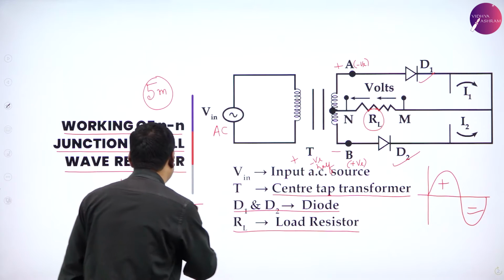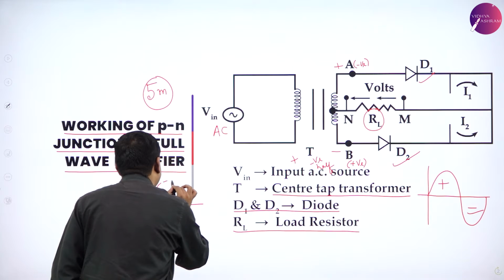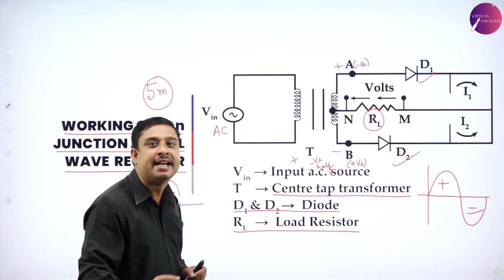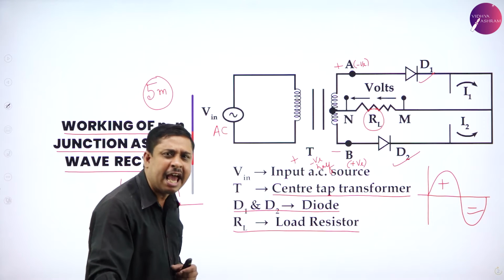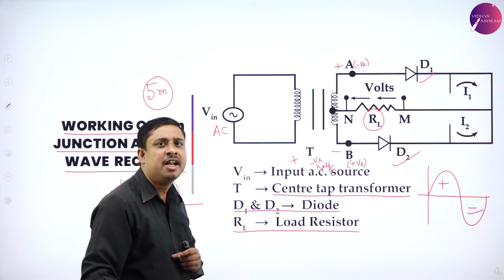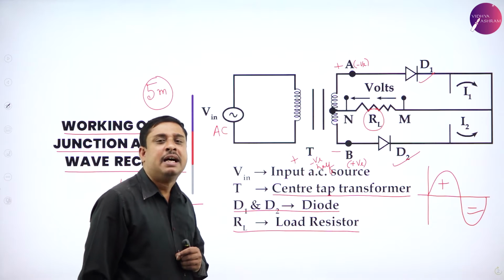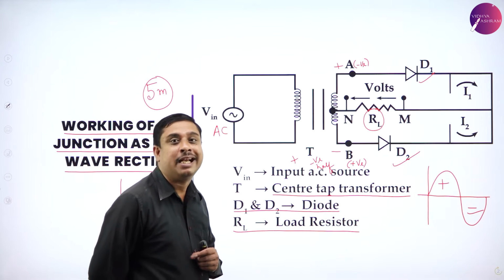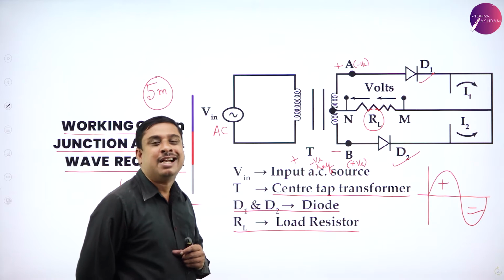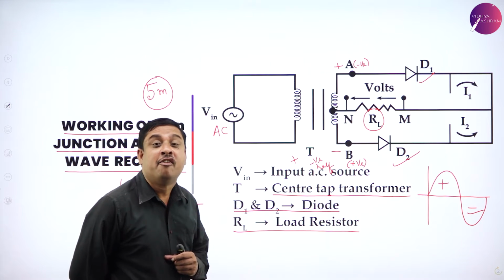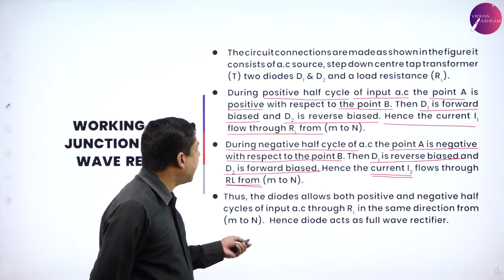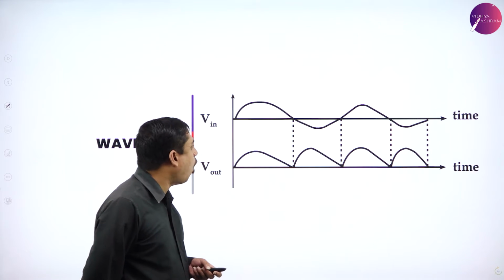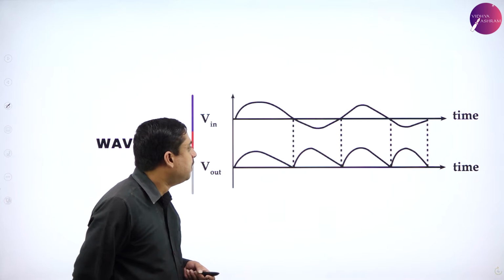And therefore we say that here even the negative half cycle is getting rectified. Therefore, it is called full wave rectification. I am using two diodes to rectify full wave, and hence, if you can see here, the output waveform.